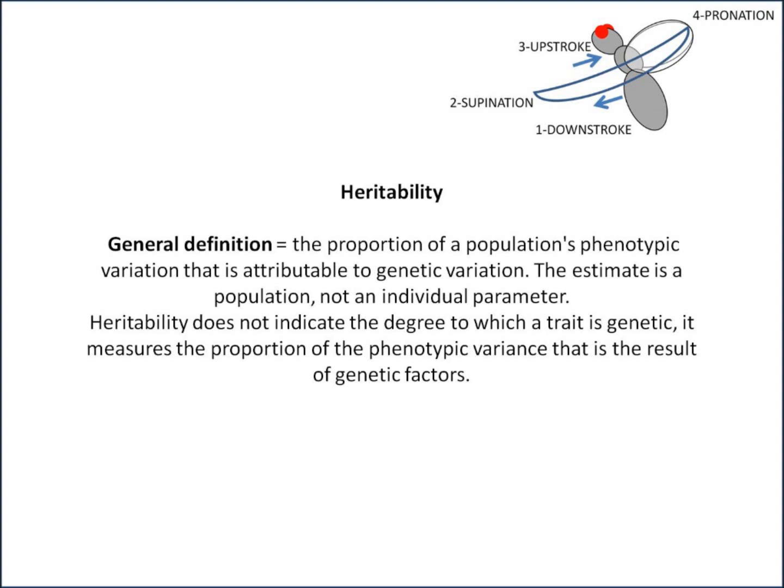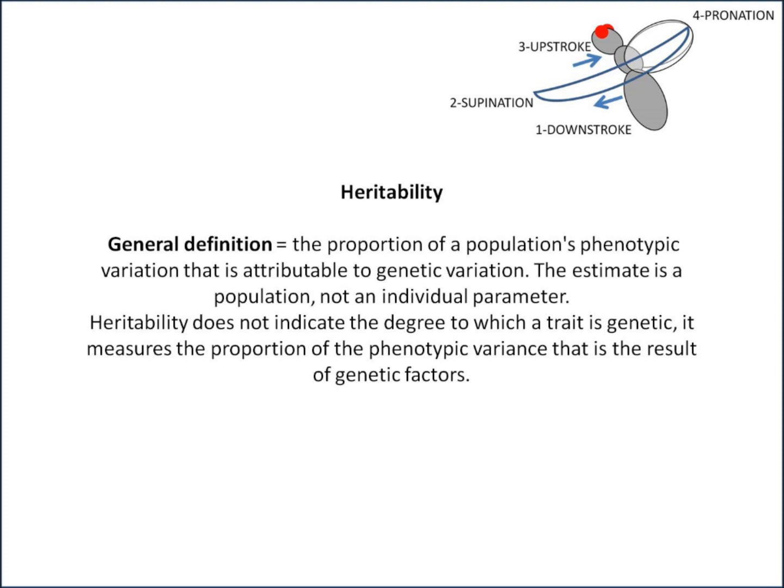So a very general definition is that heritability is the proportion of a population's phenotypic variance that is attributable to genetic variation. Heritability does not indicate the degree to which a trait is genetic. It measures the proportion of the phenotypic variance that is the result of genetic factors.